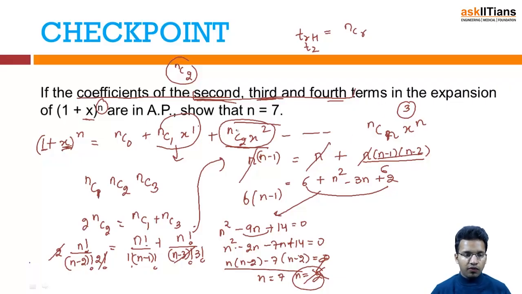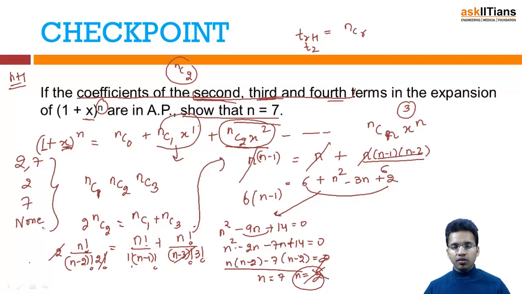Those who don't remember that the number of terms is n plus 1 should note that if this question appears in IIT, it won't say show that n is equal to 7. It will say find the value of n, and in the options it will be given 2, 7, 2 and 7, none of these, like this. So it becomes a perfect question for JEE Mains. Those who do not remember that the number of terms is one more than the index will obviously mark it wrong. So please keep that in mind.